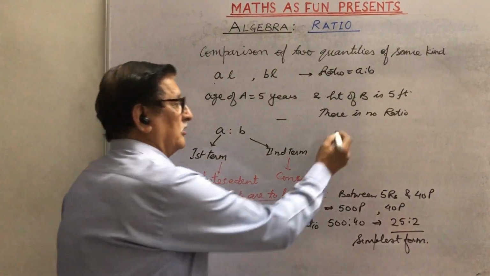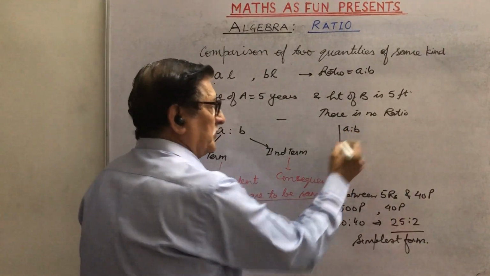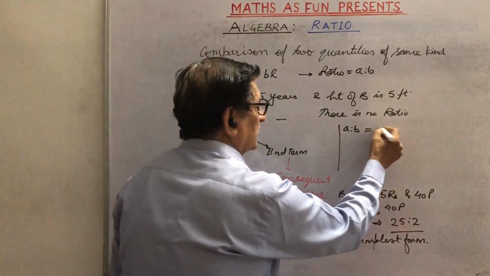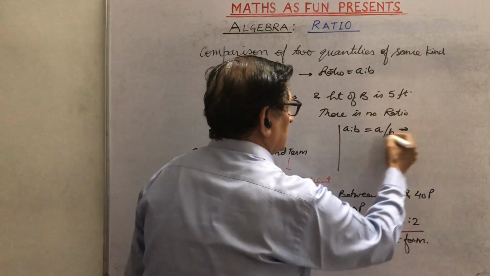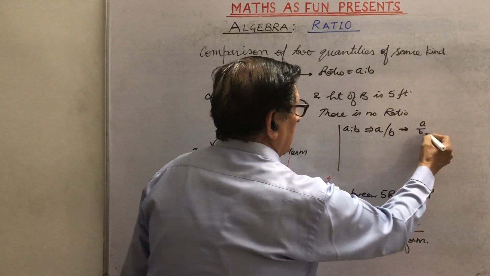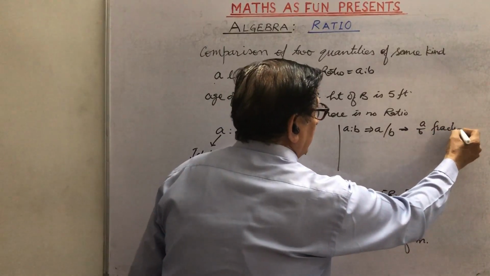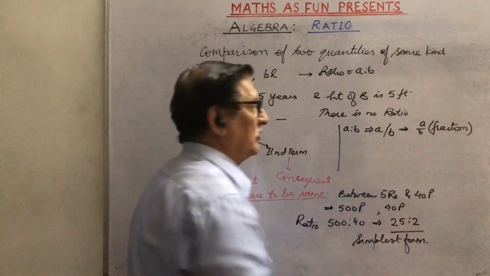Next thing we have to learn is that a ratio A is to B can be represented as A oblique B, or it can be represented as A upon B. It means we can also write a ratio in the form of a fraction.